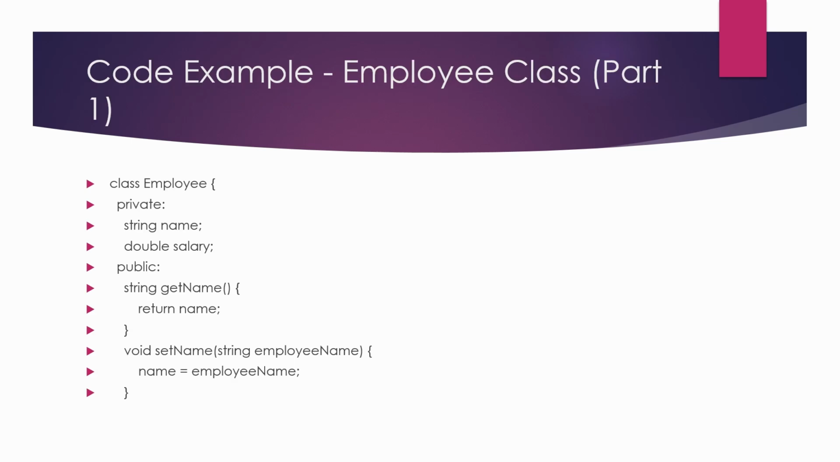Here's the first part of the employee class code. We define the private attributes and provide getter and setter methods for the name attribute. These methods allow controlled access to the employee's name.